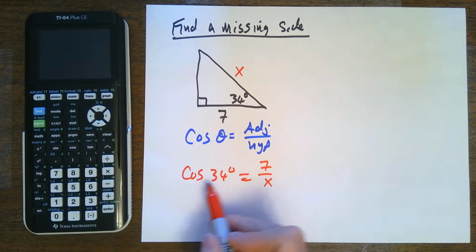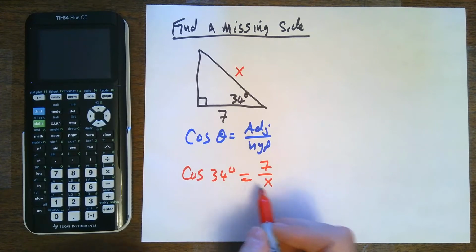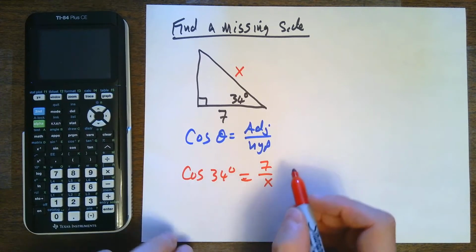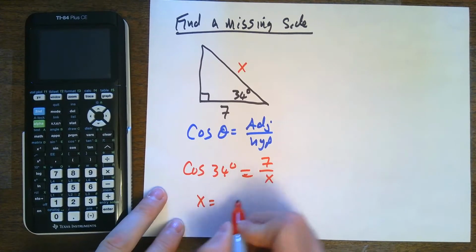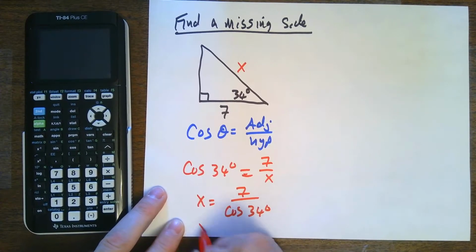Now, the cosine of 34 is just some number. We're going to do that on a calculator in a moment. If I solve for x, cross multiply, divide, I'm going to get x equals 7 over the cosine of 34 degrees.